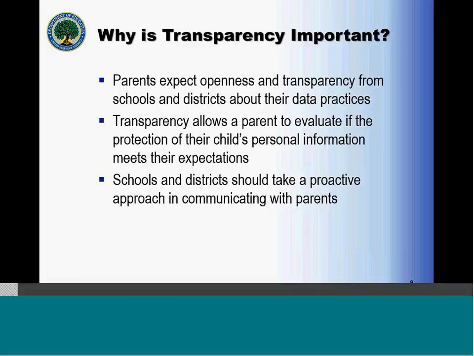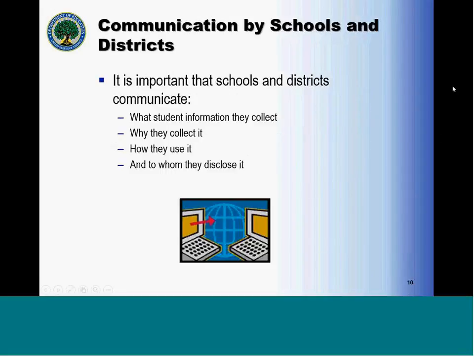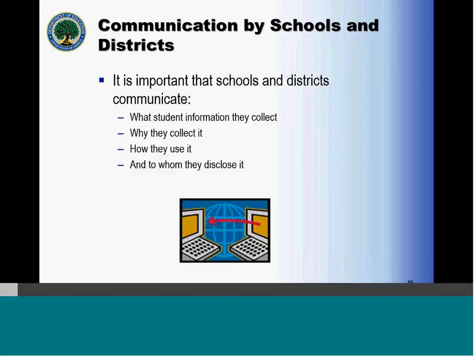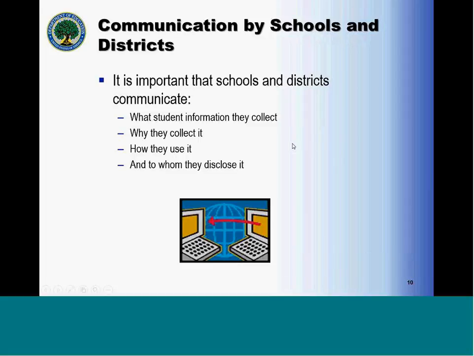We recommend that schools and districts take a more proactive approach and be transparent about that information without waiting for a concerned parent to raise the issue first. Next slide. So what do we mean by transparency? Well, we believe that it is important that schools and districts inform parents and students about what types of student data they collect, why they're collecting that information, how data are being used, and with whom those data are being shared. Next slide.